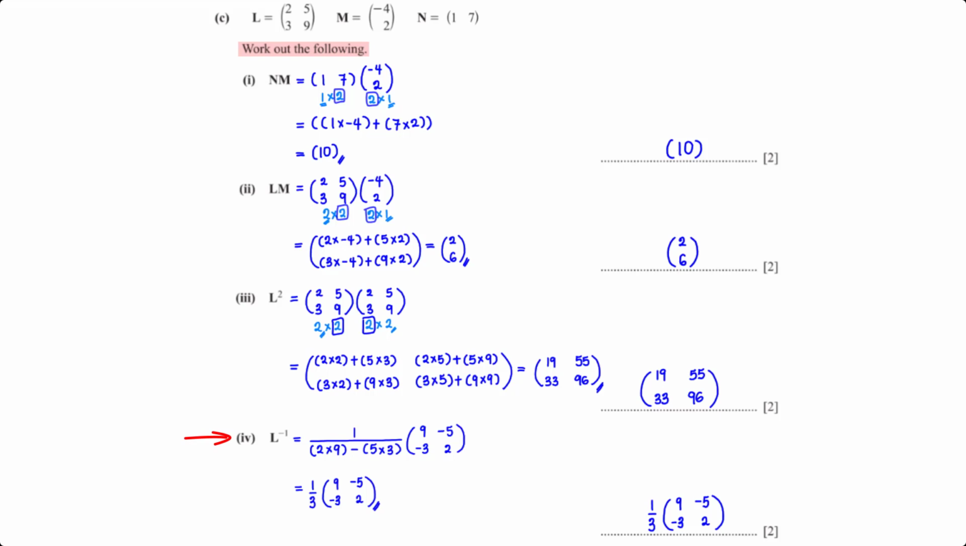The inverse of matrix L is equal to 1 over the determinant of matrix L, which we get by subtracting the product of the minor diagonal of the matrix, which is 5 times 3, from the product of the major diagonal, which is 2 times 9. Then we multiply by this matrix, which we get by swapping the elements in the major diagonal of the matrix and negating the elements in the minor diagonal. For the determinant, 2 times 9 minus 5 times 3 is 3. So we have 1 over 3 times 9, negative 3, negative 5, 2.